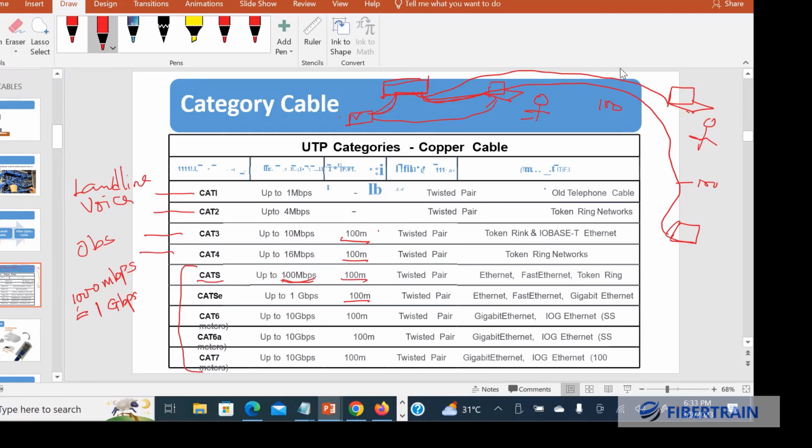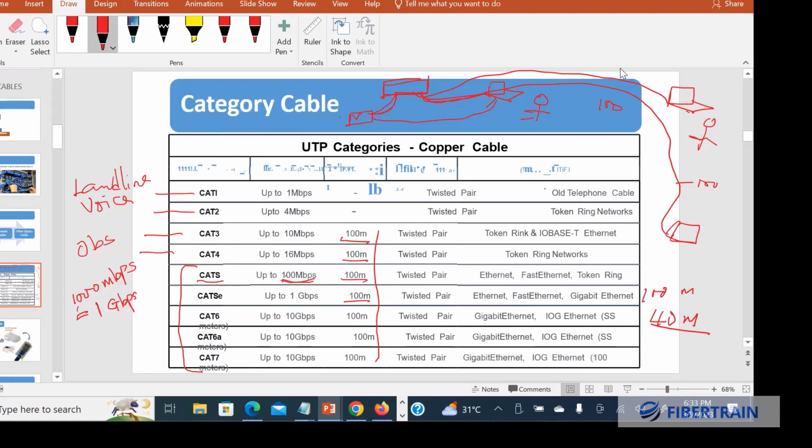So you see, by default, all of them are on 100. But because they can travel 100 meters at these speeds doesn't mean that we should always use that distance. In the real world, forget about this 100 meters. This is on paper, right? In the real world, don't allow your staff systems to be more than 40 meters away from your switch.